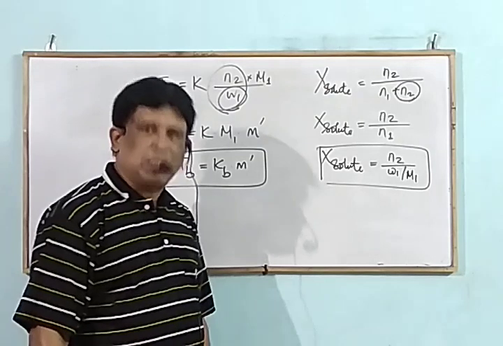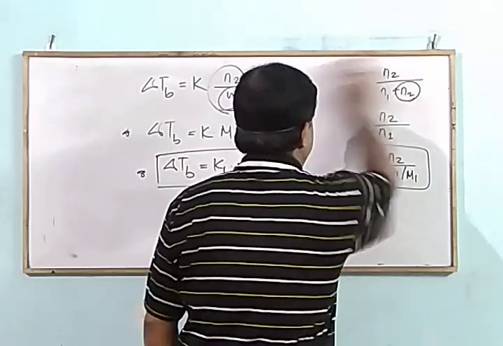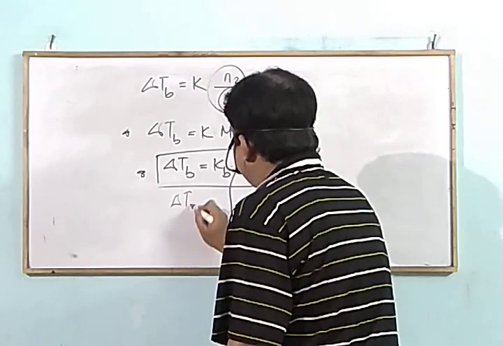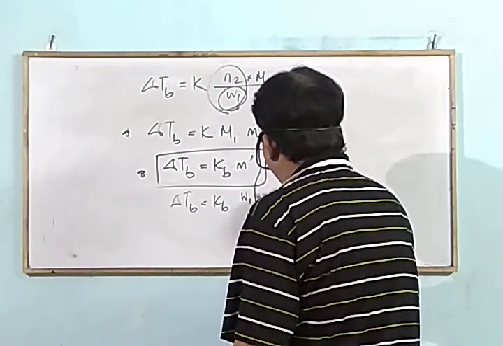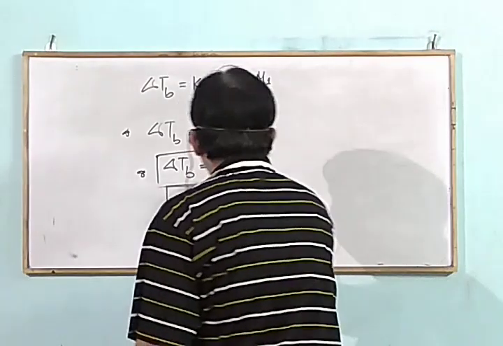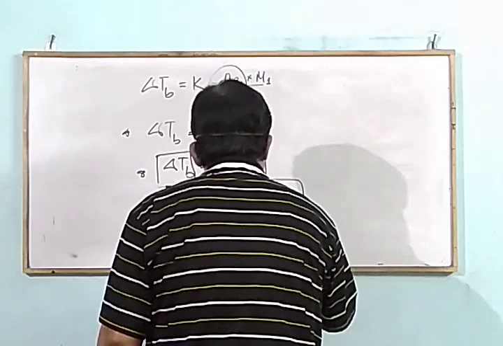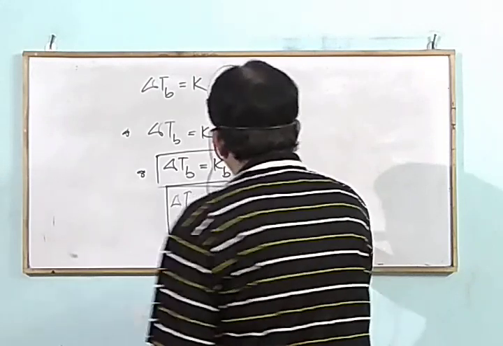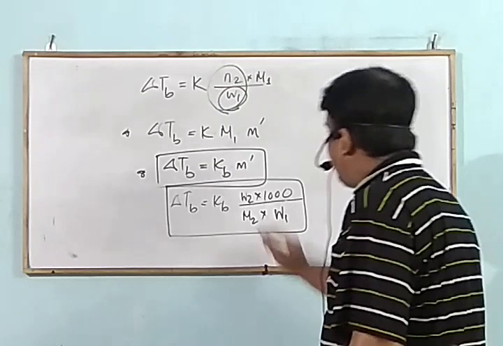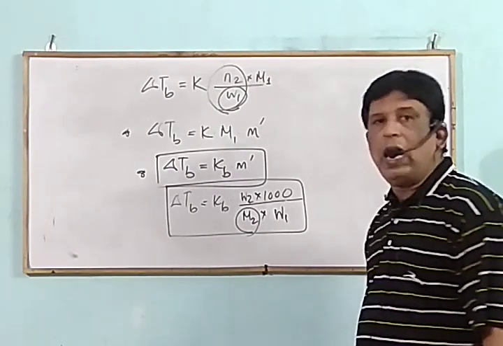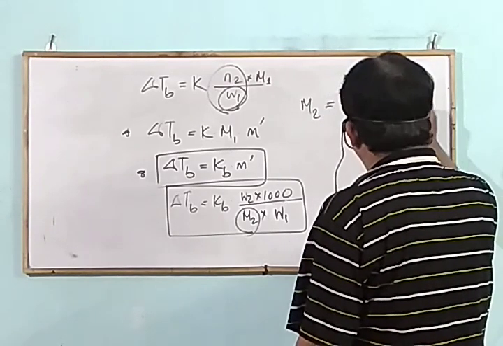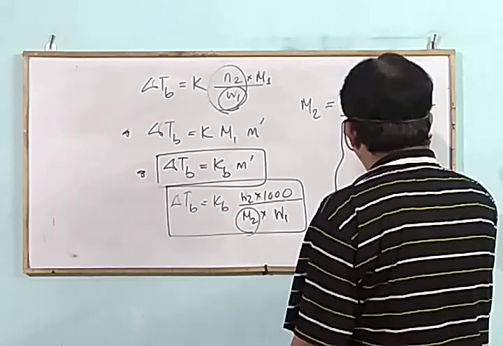Next, from this we have to deduce an expression for calculating molecular mass. Mark that. If we put this value of molality, we have del Tb is equal to Kb into W2 into 1000 by M2 into W1. What is molality? I repeat again: the number of moles of solute, so it is W2 by M2 into W1, where M2 is the molecular mass of the non-volatile solute. So from this expression, M2 is equal to Kb into W2 into 1000 divided by del Tb into W1.